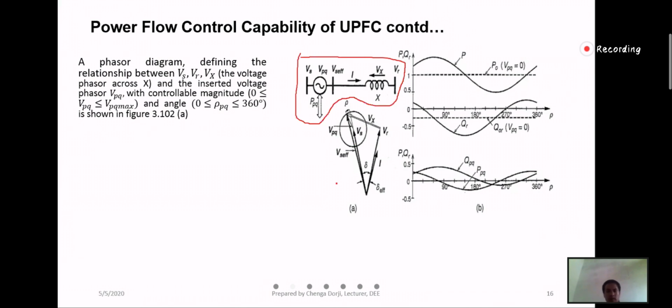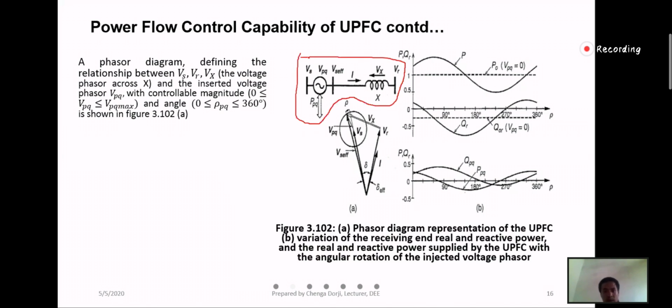Now what you are seeing in this case is Vs. When you add this VPQ, you get the effective series voltage, Vs effective. So this is your effective voltage. And then VR is nothing but Vs effective minus Vx. So now delta will also change in this case. Okay, so this is what you have.